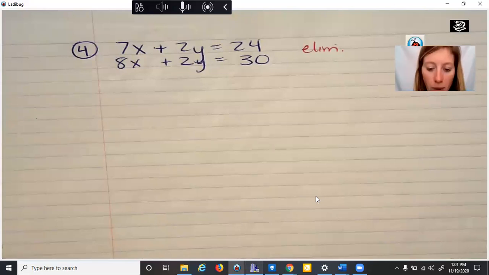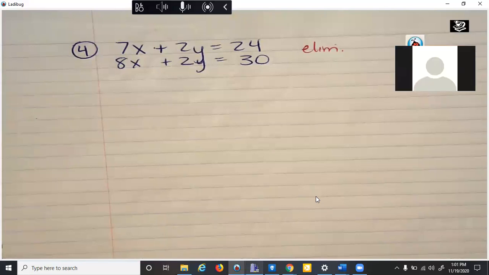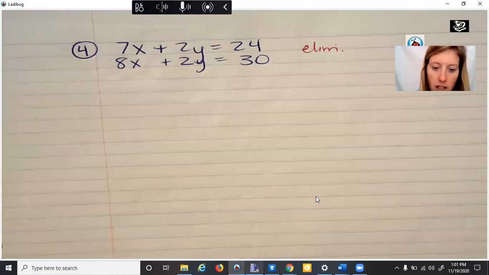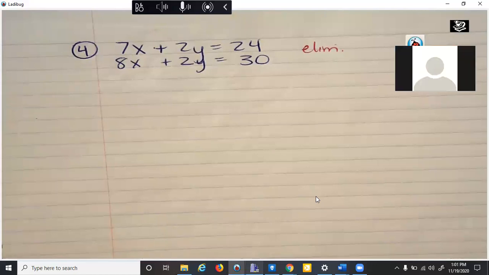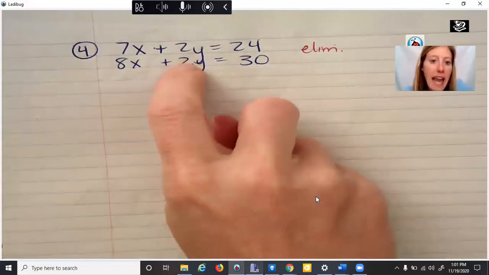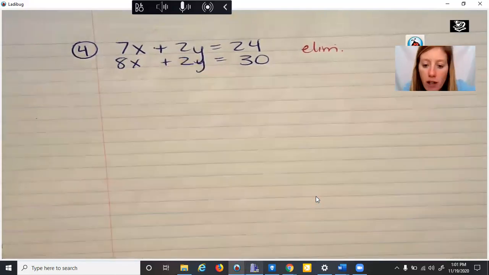Chase, is there anything that will cancel out right now? No. What could cancel out? The 2s. If what? If one was negative. Very good. One of them has to be negative to cancel out. 2 positives don't cancel each other out. One of them has to be negative.